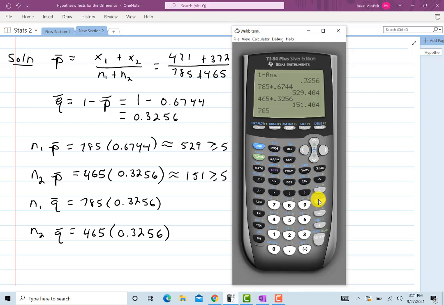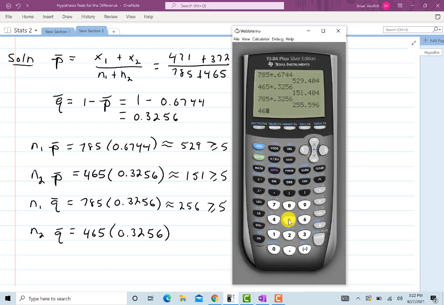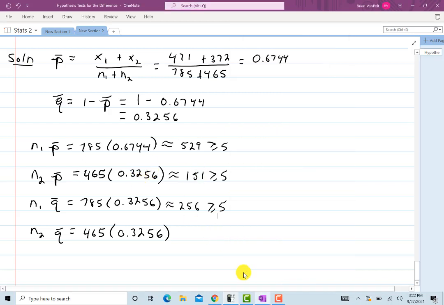785 times 0.3256, about 256, so approximately 256, which is greater than or equal to 5. You know, I don't care about exactitude at all. I just need a roundabout number just to make sure that these are big enough numbers. 0.3256. And that's approximately, I think I made a mistake here. This here, I did make a mistake. This is incorrect here. So let me fix this one up here.